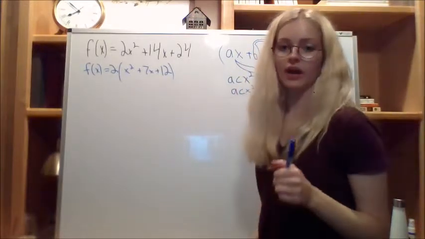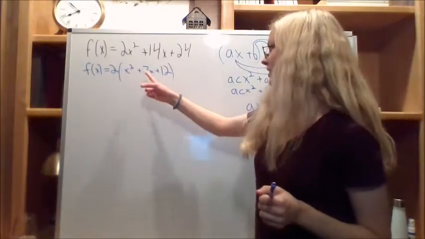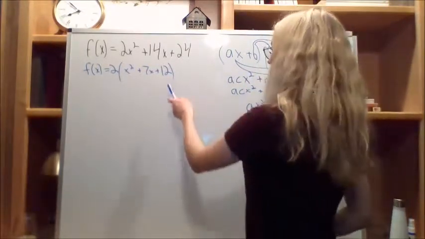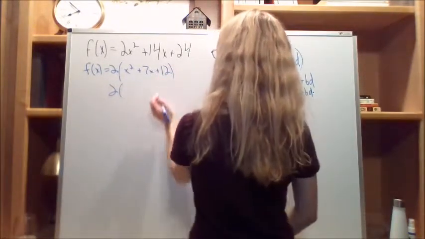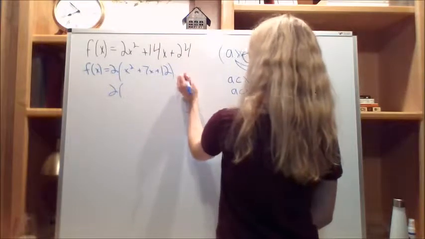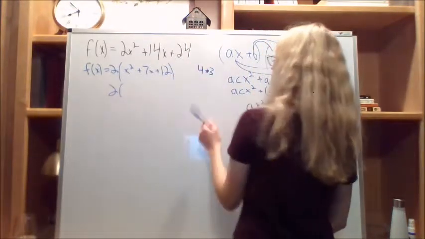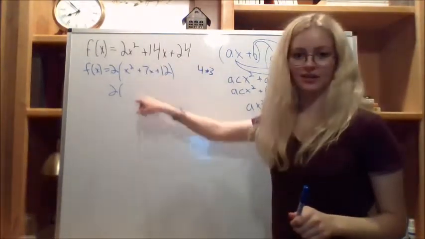So, can you think of any two numbers that multiply to get 12 but add to get 7? Pause the video right now. So the answer is 4 times 3, which multiply to get 12 and add to get 7.